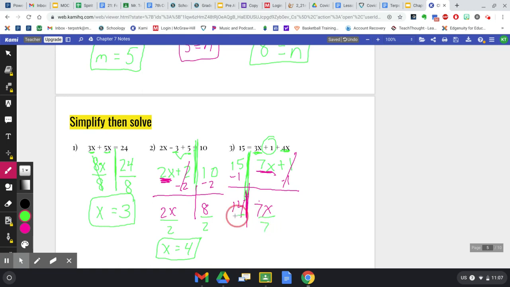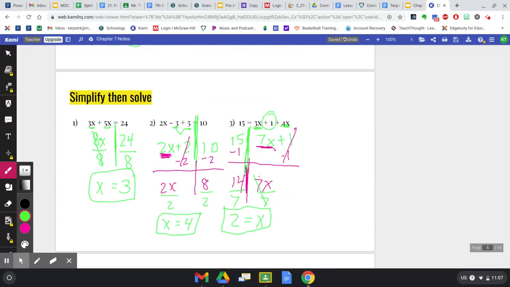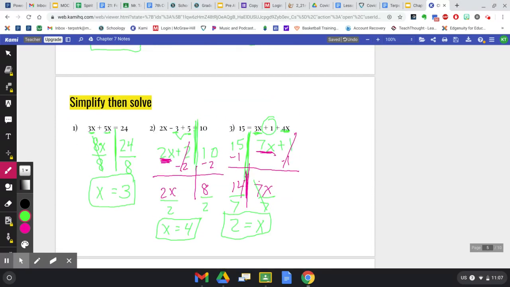Figure that out through division. So we're left with 1x here. 14 divided by 7 equals 2. All right. So those are just a review of the problems that we learned how to do way back in chapter 3.